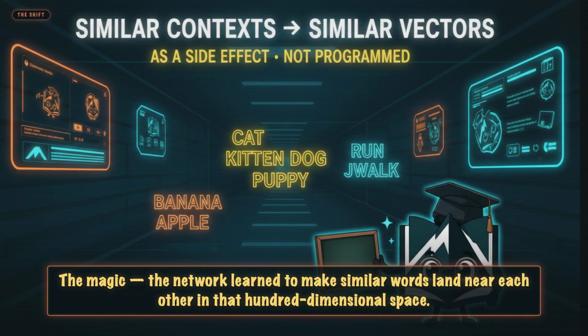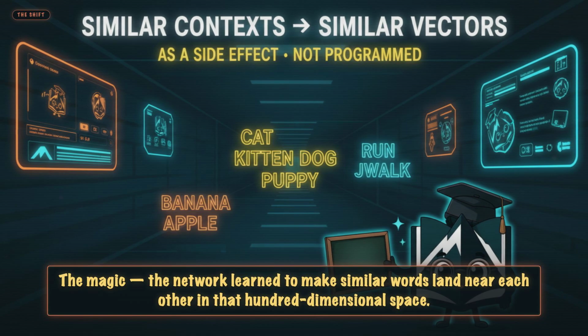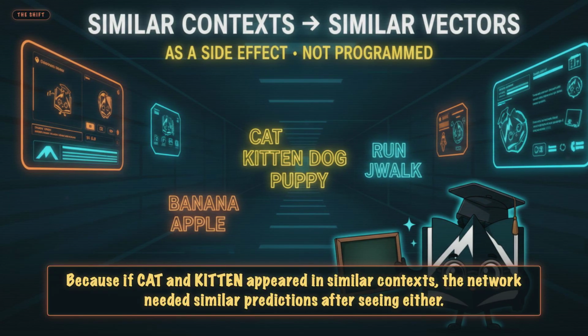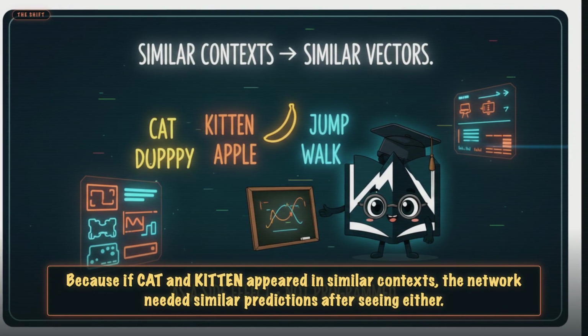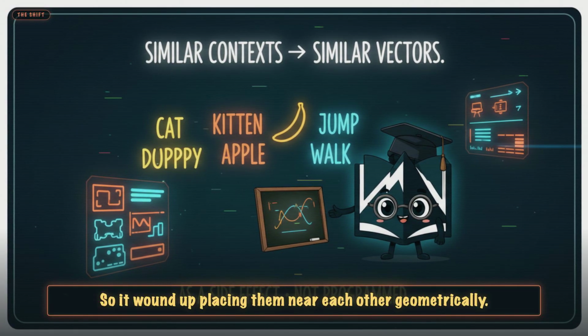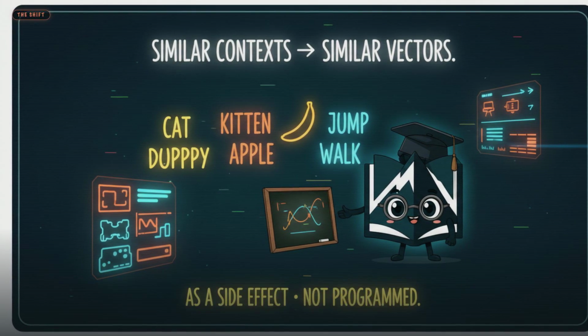The magic. The network learned to make similar words land near each other in that 100-dimensional space. Because if cat and kitten appeared in similar contexts, the network needed similar predictions after seeing either, so it wound up placing them near each other geometrically. Similarity as a byproduct of the prediction task.